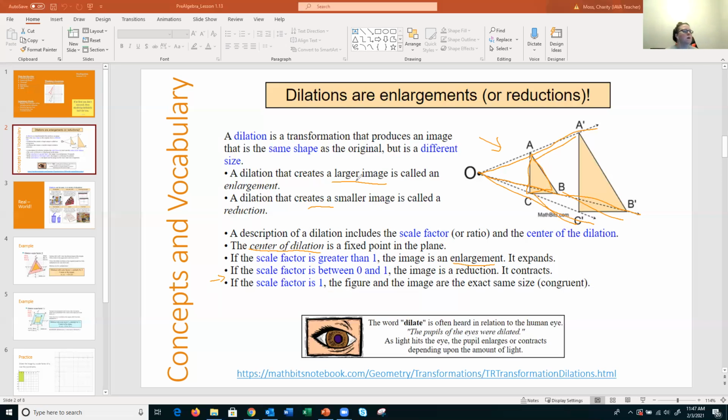All right. The word dilate is often heard in relation to the human eye. I don't know if you guys have ever had your pupils dilated, but whew, you are blind for a little bit if you do. But this is just a demonstration of what dilation means. And on that note, let's go ahead and take a look at our real world dilations.